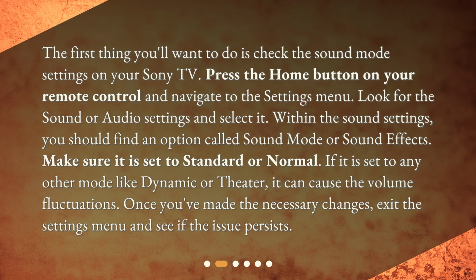Within the sound settings, you should find an option called sound mode or sound effects. Make sure it is set to standard or normal. If it is set to any other mode like dynamic or theater, it can cause the volume fluctuations. Once you've made the necessary changes, exit the settings menu and see if the issue persists.